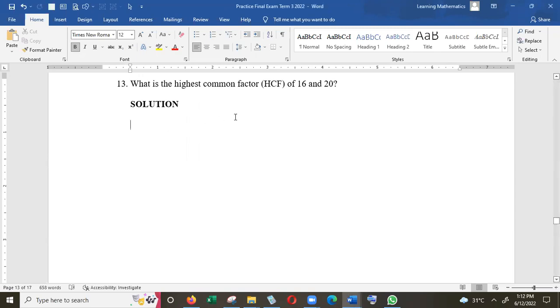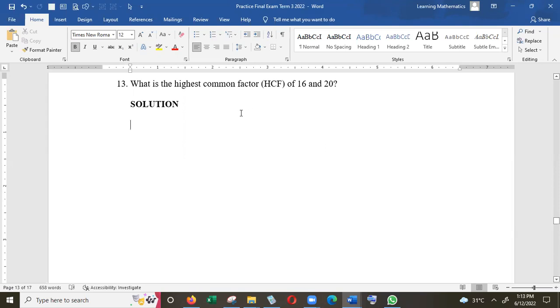So the highest common factor must be a number that can go into both 16 and 20 at the same time and does not leave a remainder, the highest one. So that number must be smaller than 16 and 20. And it's the highest one that can go both into 16 and 20 without leaving a remainder.